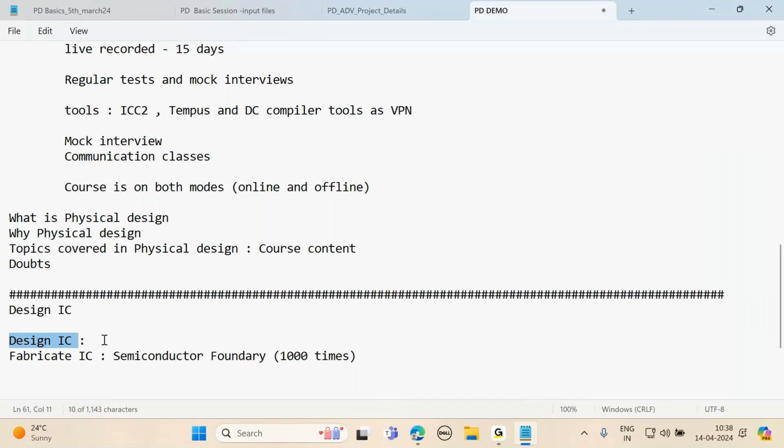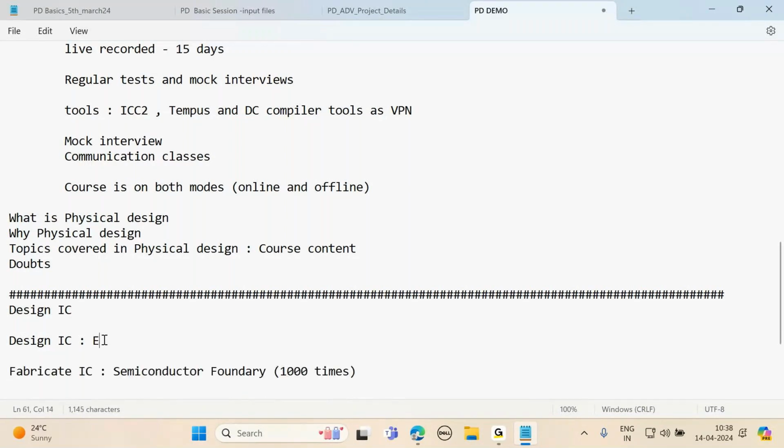Designing an IC happens by using EDA tools. What is EDA? Electronic design automation tools. Now, can you tell me what you mean by these EDA tools? EDA tools are software tools. By using these EDA tools, you are going to design your IC. You're not going to fabricate it, you're going to design your IC.